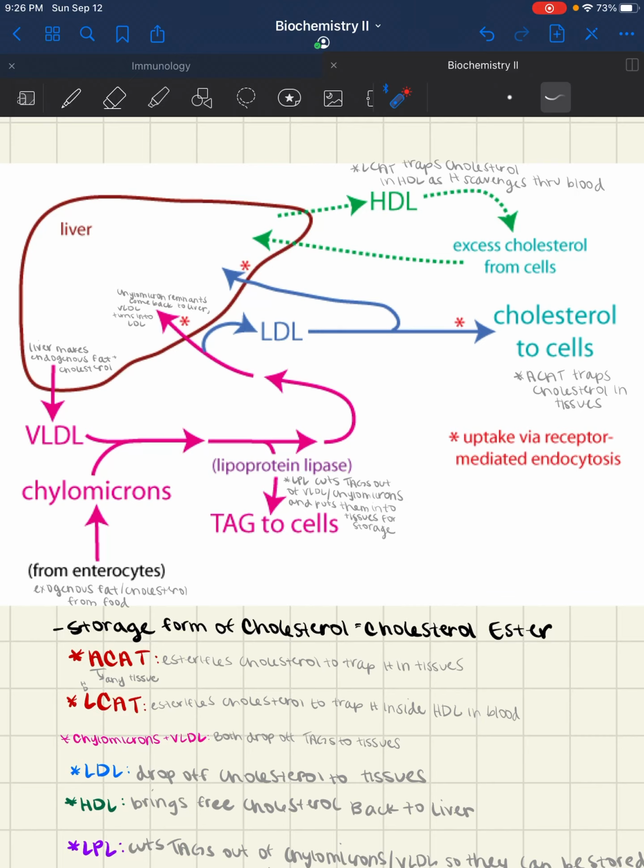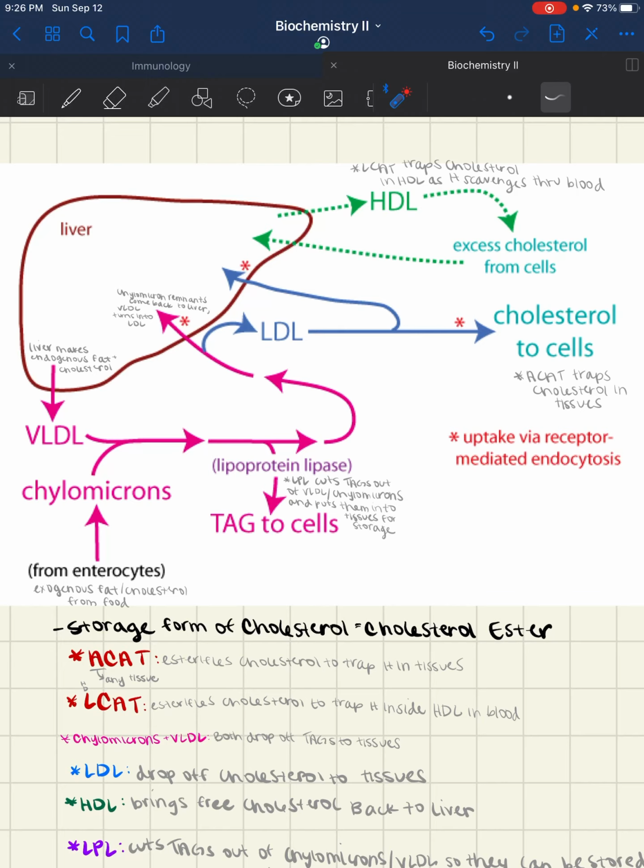The way that HDL brings cholesterol from the blood to the liver is because it has an enzyme called LCAT inside of it. So HDL has LCAT inside of it. And LCAT does the same thing as ACAT. It traps cholesterol inside of HDL by esterifying it. So when you esterify cholesterol again, it turns it into its storage form. So we just want to store cholesterol inside of HDL while it's scavenging through the blood so that we don't drop it on our way back to the liver.